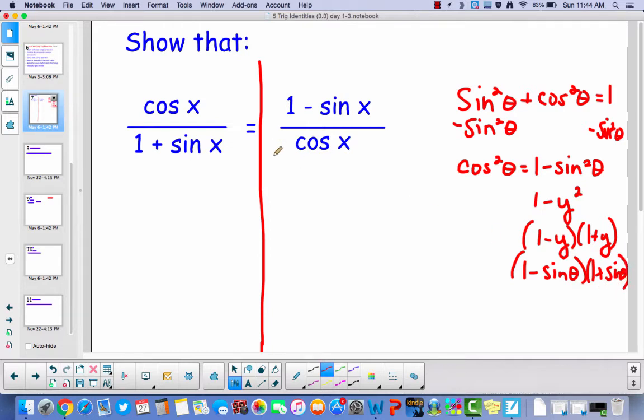Well, I have 1 plus the sine of theta right here. If I multiply the bottom of it by 1 minus the sine of theta, I'm going to end up with this trig identity. But whatever I do to the bottom, I have to do the top. Although instead of theta here, we should be using x, so let's change that to an x.